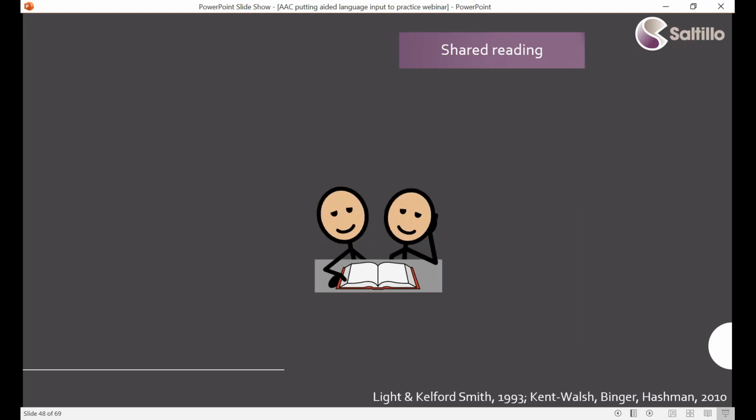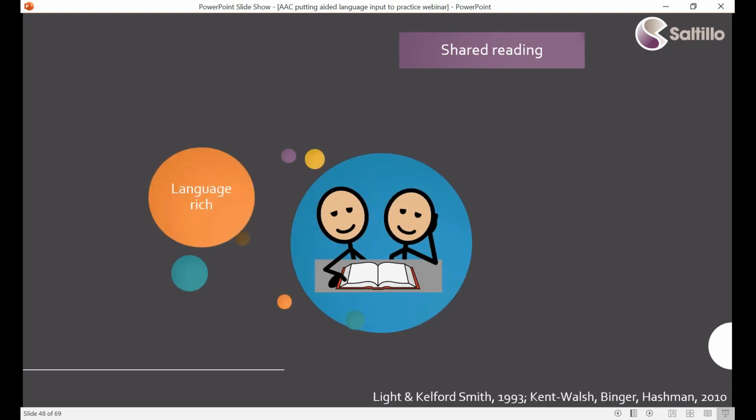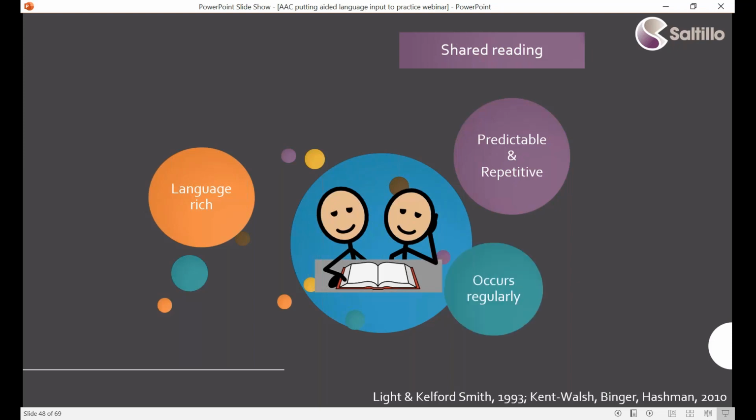So reading books. The nice thing about books is they are very language rich. They provide a lot of vocabulary, which can be really great for growth. Most of our stories are going to be predictable and repetitive, and this is good not only for the person using AAC, but for us as the communication partner, because it gives us that constant repetition of what we can model on the device.